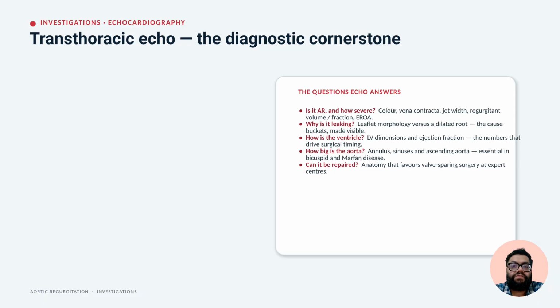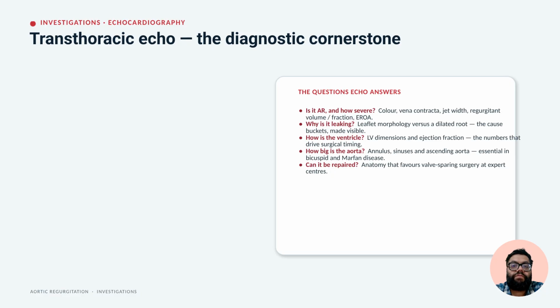If you take one investigation into the exam, make it the transthoracic echocardiogram because it answers every question that matters in a single sitting. First, is this really aortic regurgitation, and how bad is it? Color Doppler shows the jet and the quantitative tools, vena contracta, jet width relative to the outflow tract, regurgitant volume and fraction, and effective orifice area, grade it. Second, why is it leaking? You can see directly whether the problem is the leaflets or a dilated root, which is exactly the two-bucket framework from earlier made visible.